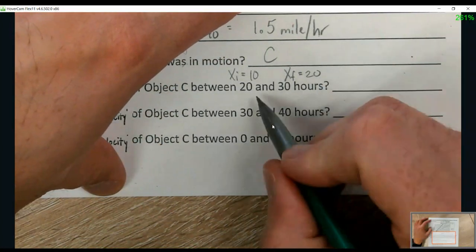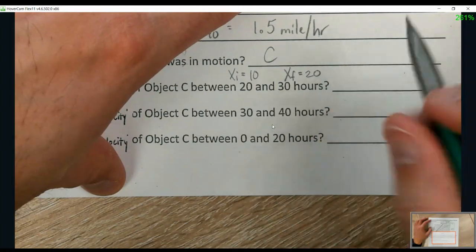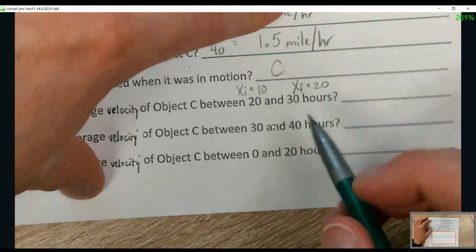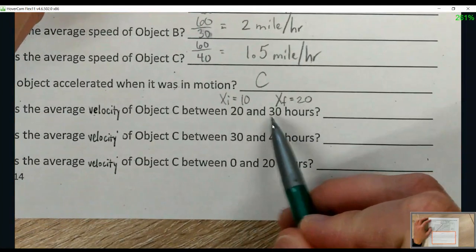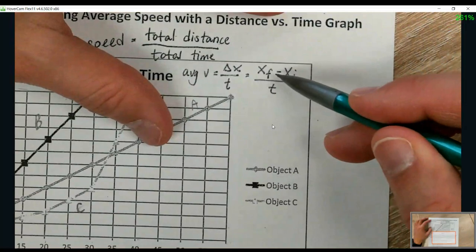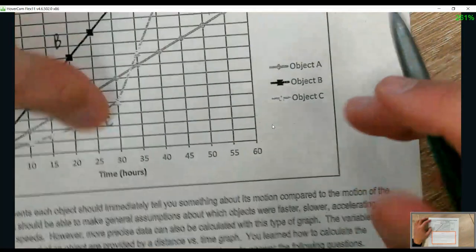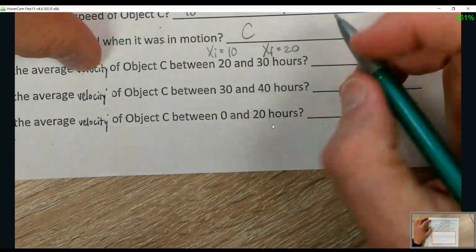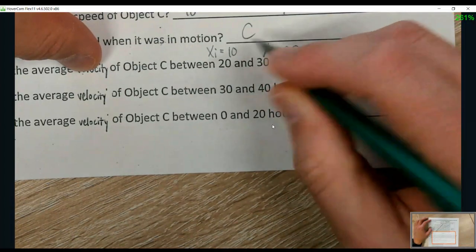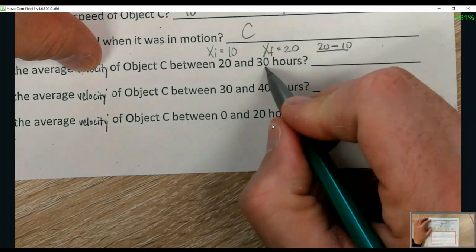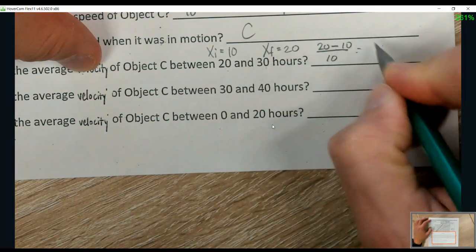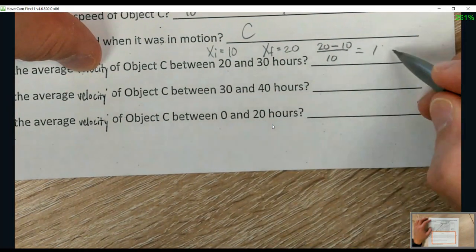All right, and then the question some people were asking earlier, how do you figure out where t is? So t is the difference between the two times. 30 minus 20 is 10. So here's your equation, xf minus xi over t. xf was 20 minus xi of 10 divided by the time, and you're just going to take the difference in the time. So 30 minus 20 would be 10. And this just comes out to be 1.